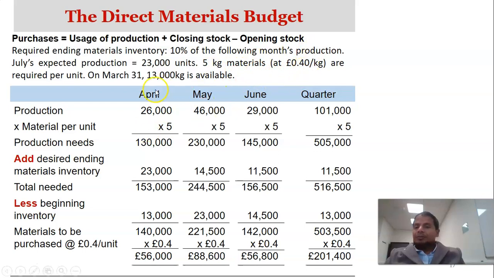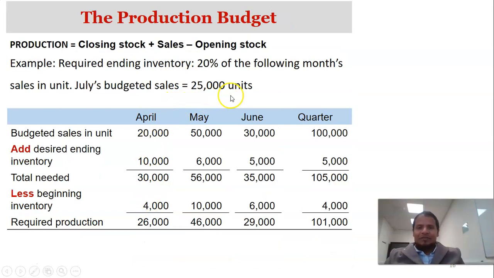So 23,000 units and 5 kilograms of materials, and the price is given per kilogram, 40p, are required per unit. Okay, so for 1 unit 5 kilograms, and each kilogram of material is 40p, 0.40 pound. On 31st of March, 13,000 kilograms is available. Opening stock is given, and this is something we should be given here as well for 4,000. Okay, somewhere maybe I missed this one.